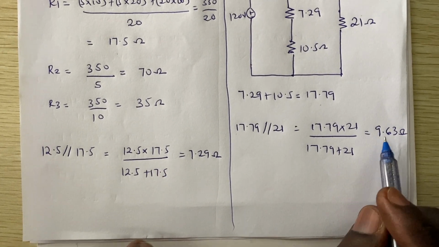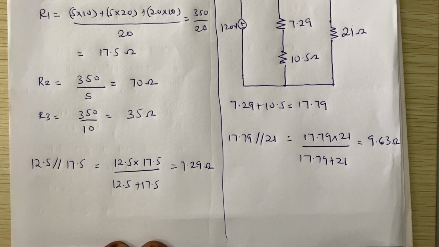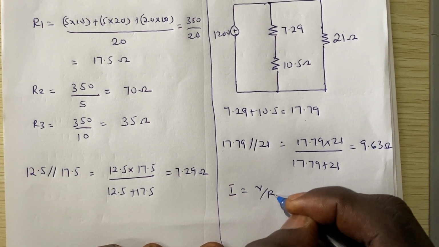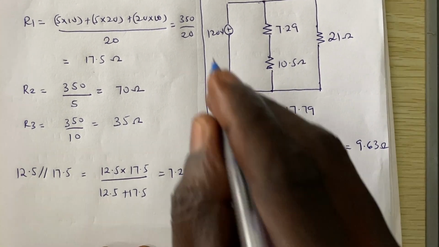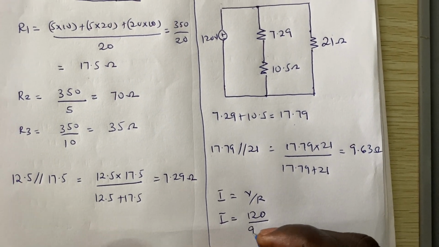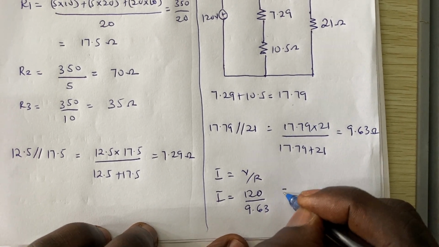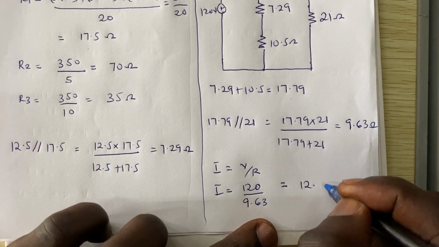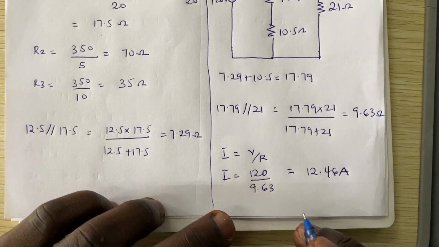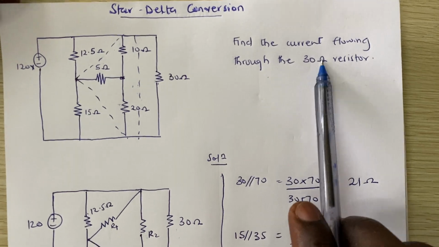So if we have our equivalent resistance, then we can now find the total current flowing through the circuit, right? And from Ohm's law, we know that I is V over R. So our current is just the total voltage, 120, divided by the total resistance, which is 9.63. And now our total current is going to give us 12.46 amps. But then the question is, find the current flowing through the 30 ohms resistor.